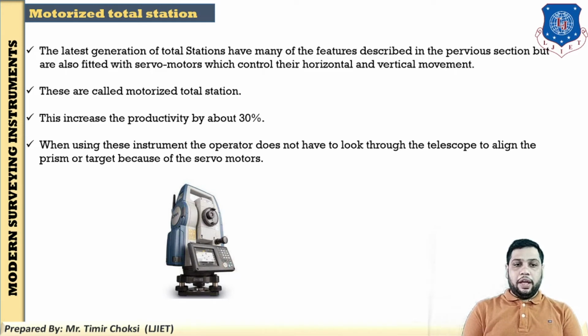Here, using this type of instrument, the operator does not have to look through the telescope to align the prism or establish the line of sight. It is directly controlled by the servo motor, so it directly establishes the line of sight with the staff or ranging rod. So operators do not have to look through the telescope. These are called motorized total stations. This increases productivity by about 30% compared to the manual total station.